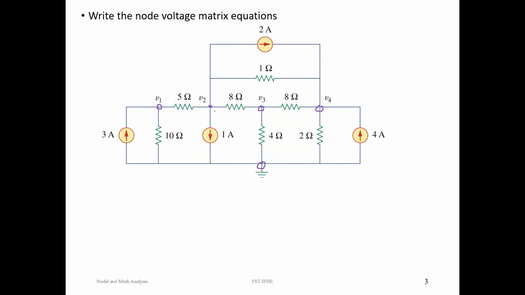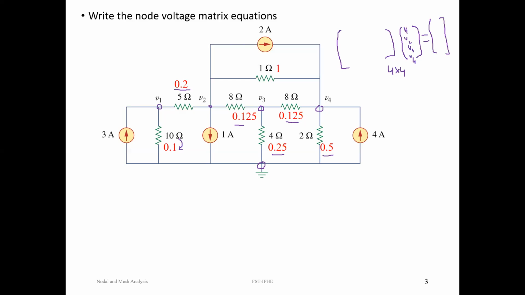As I said, the first step in inspection method is to convert all the resistors into conductances. So 10 ohms is converted to 0.1 mho conductance. 1 by 5 is 0.2 mho, 1 by 8 is 0.125 mho, 1 by 8 is 0.125 mho, 1 by 2 is 0.5 mho, and 1 by 4 is 0.25 mho. So the first step has been completed. As the number of unknown voltages is 4, the A matrix will be a 4 by 4 matrix, and the X matrix will consist of all unknown node voltages, that is V1, V2, V3, and V4, which is equal to the B matrix consisting of the resultant current coming at a particular node.